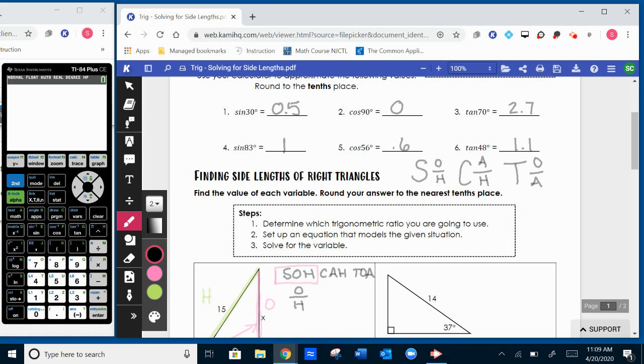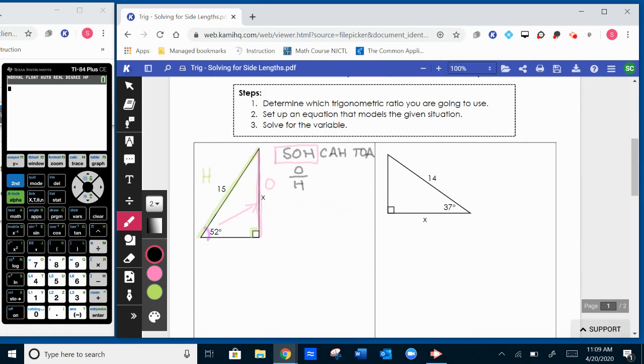So the way that we set this up now is I'm going to do just what we had over here, whatever function we're using with the degree measure. So I'm going to take the sine of 52 degrees and set that equal to my ratio. So x is my opposite, and then 15 is the hypotenuse. And now we're ready just to isolate my x and solve for that side length.